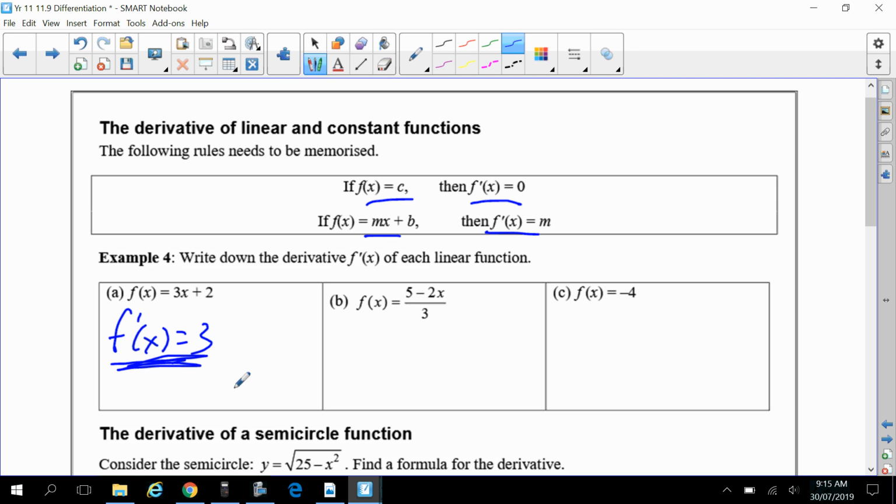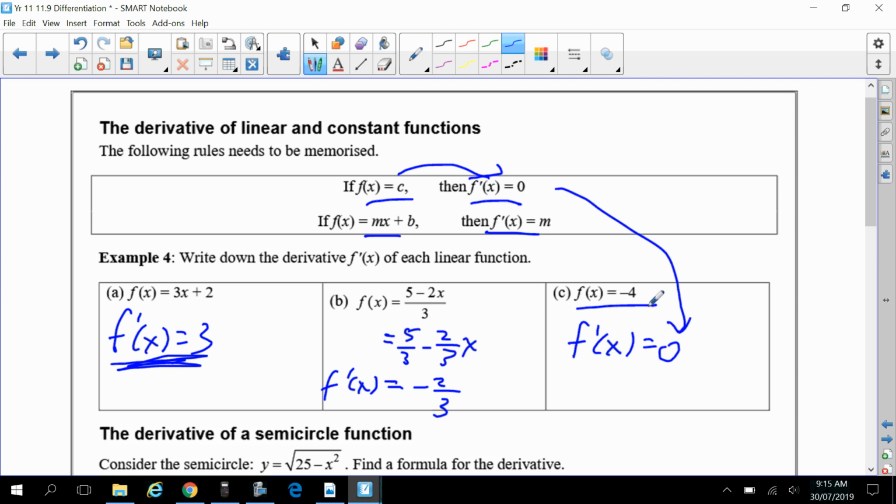Now how about this one? Be careful writing in gradient-intercept form. So therefore the gradient f dash of x, remember, it's negative 2 over 3. Write f dash of x. Joseph, what's f dash of x for that guy? Yeah, what's the answer? 0. Yes, look, constant is 0. Thank you. Be very careful.